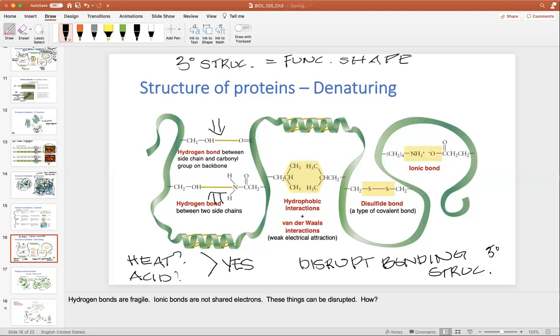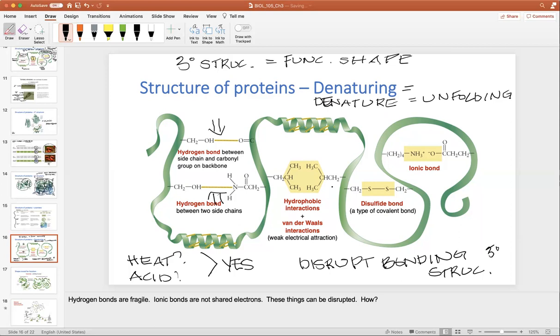Okay, so heat, acid, bases will do that too. They can disrupt this bonding of the tertiary structure and they cause the protein to denature, okay? Another way of thinking of this word denature is just unfolding. It causes this protein to unfold, okay? Now, the problem is, if you unfold this protein, you've taken away its functional shape. This protein is no good to you anymore.